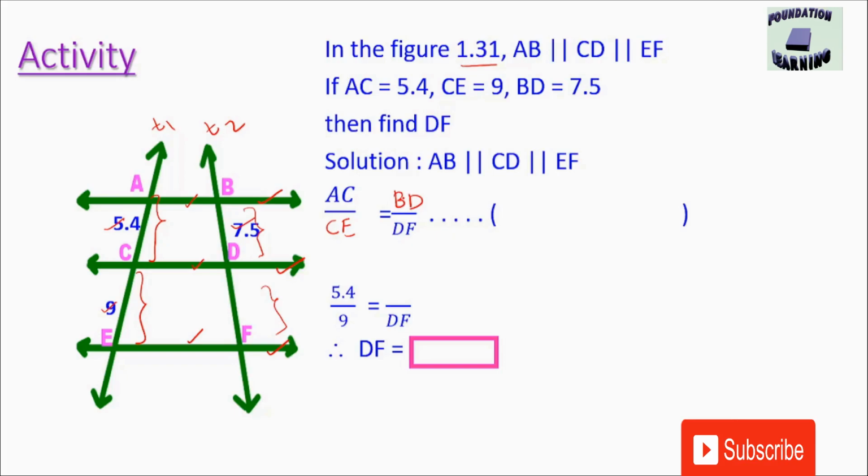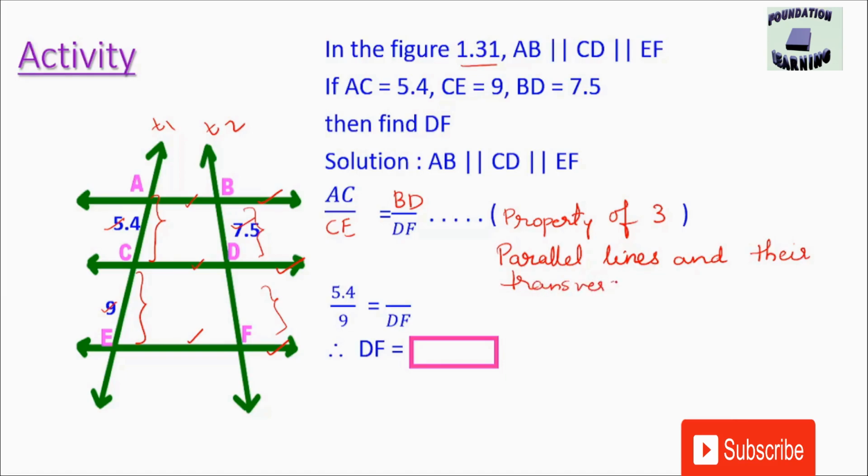Now what is the reason? The reason is the property of three parallel lines and their transversal. That's the reason, right? According to this theorem, that is why these sides are in proportion. That is AC upon CE is equal to BD upon DF.